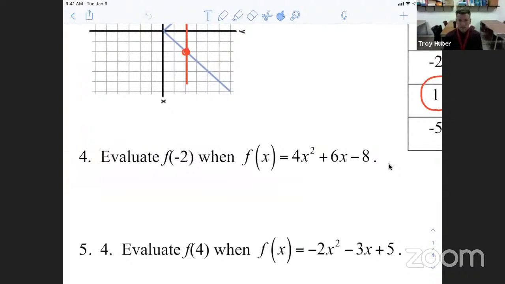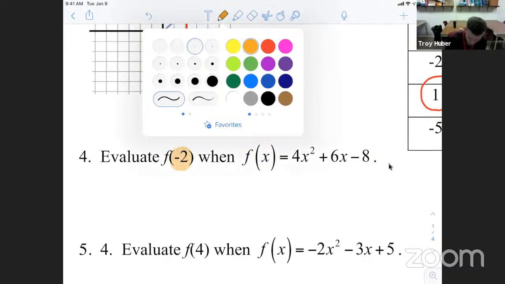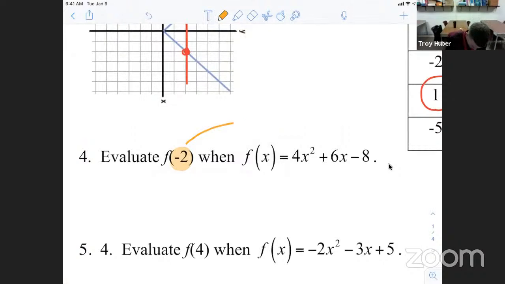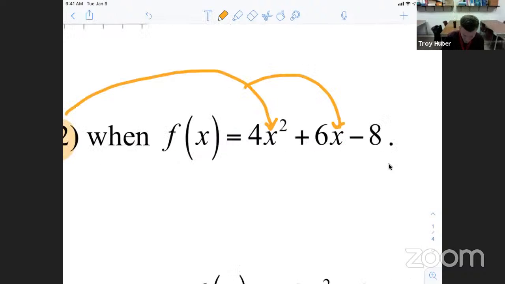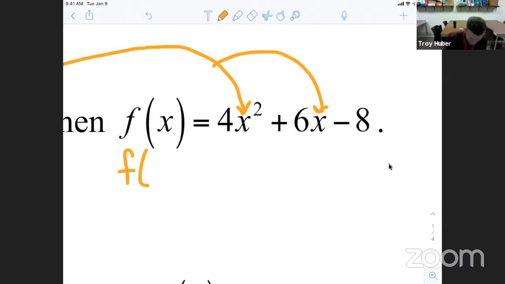Next one. This is what we call function notation, and that's what this f of x means. That's your function. You're going to have some value that you're going to plug into your function for x. And in this one, it tells us that value is -2. So I'm going to take that -2 and plug it in wherever I see an x. So we actually have 2 places that we need to plug that into. We're now finding f of -2.